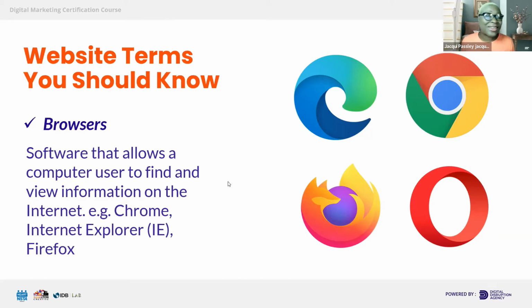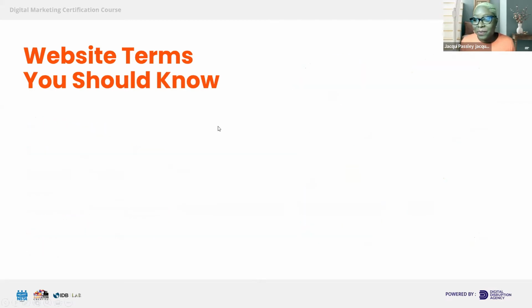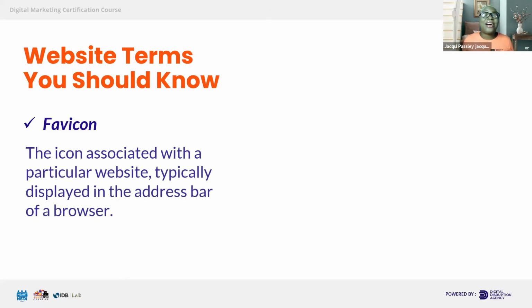Okay, guys, let's look at the next term. Favicon. What is a favicon, guys? Baron said to leave him alone. Okay, sir. What is a favicon, guys? Somebody says the little icon. Okay, so favicon is the icon associated with a particular website, typically displayed in the address bar of a browser.